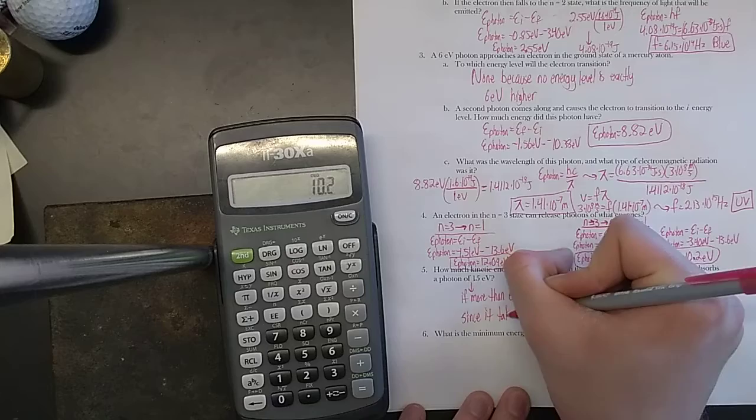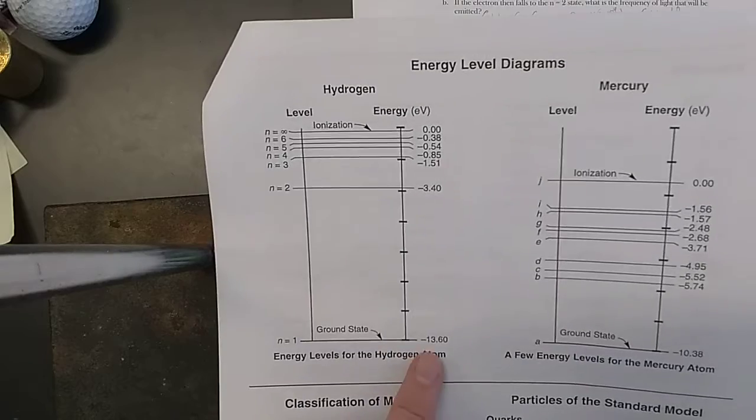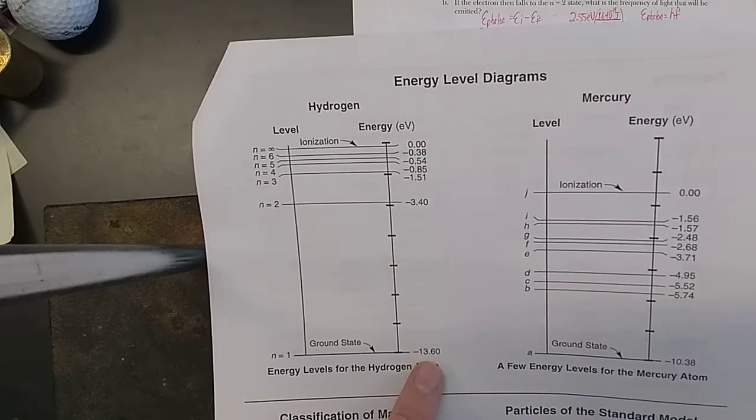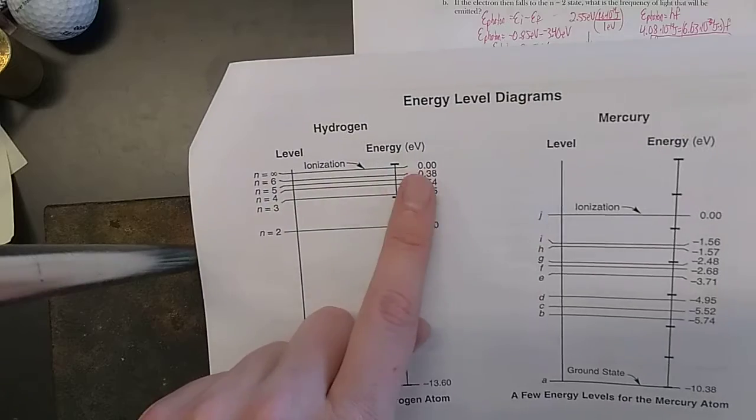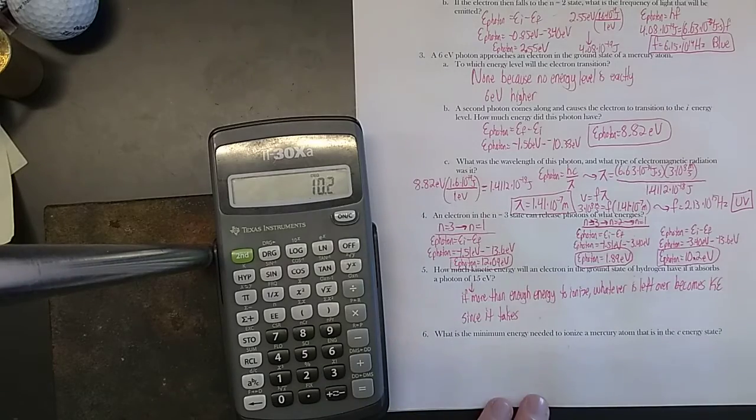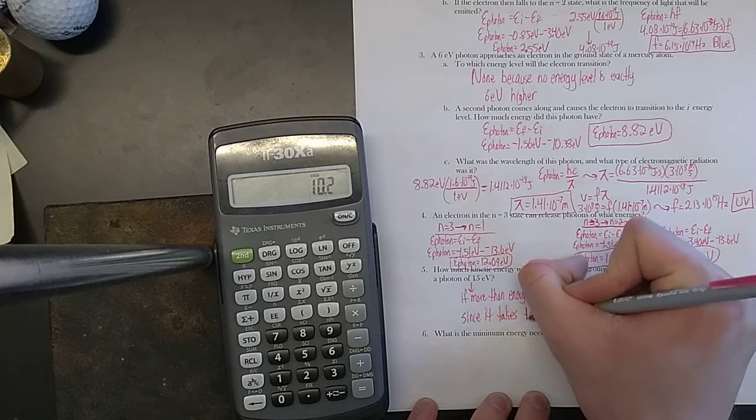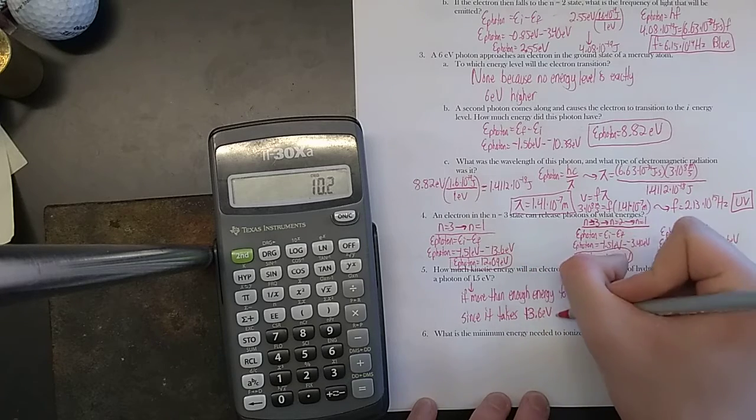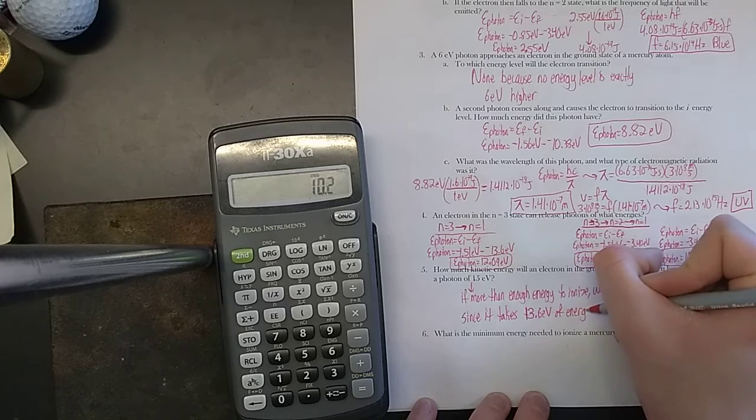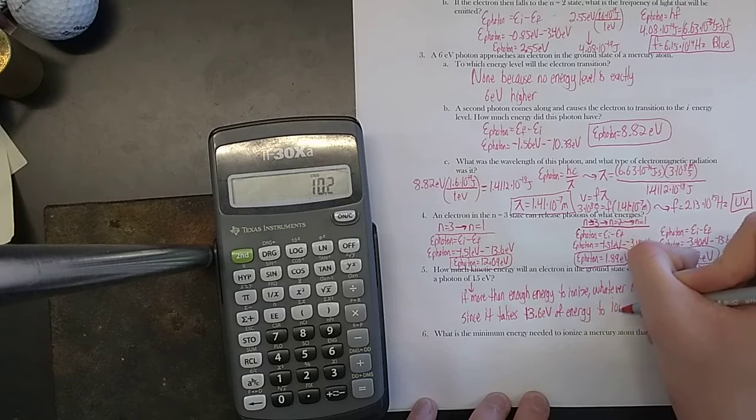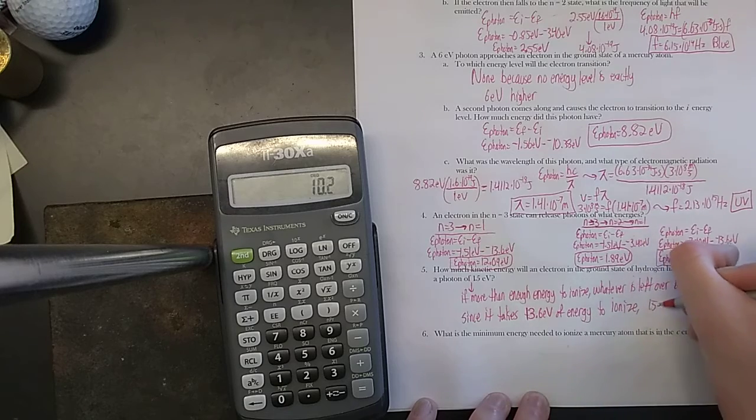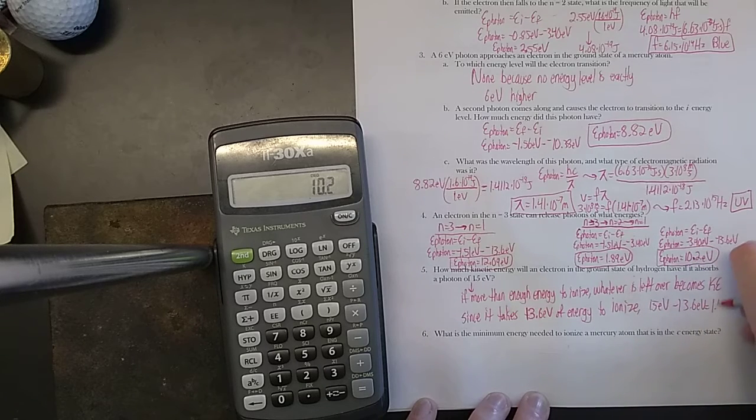Now to ionize, we need to get it to this level here with 0 eV. If it starts off with negative 13.6 electron volts of energy, we need to give it 13.6 to get it to the base ionization level. Since it takes 13.6 eV of energy to ionize, then 15 eV, the energy of the photon, minus 13.6, the energy to ionize, equals 1.4 electron volts of kinetic energy. That's how much kinetic energy it has left over.